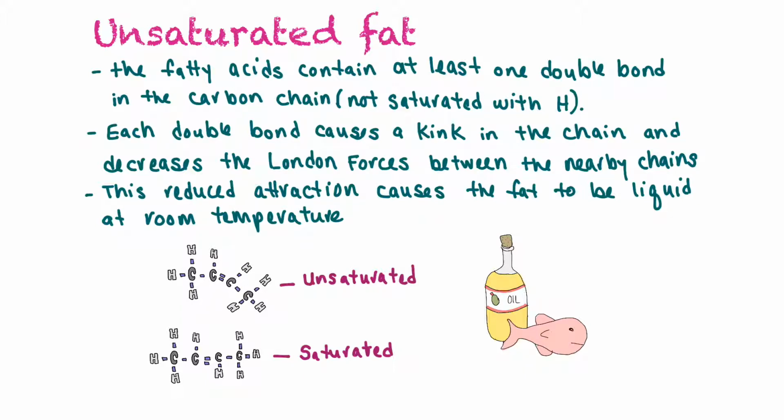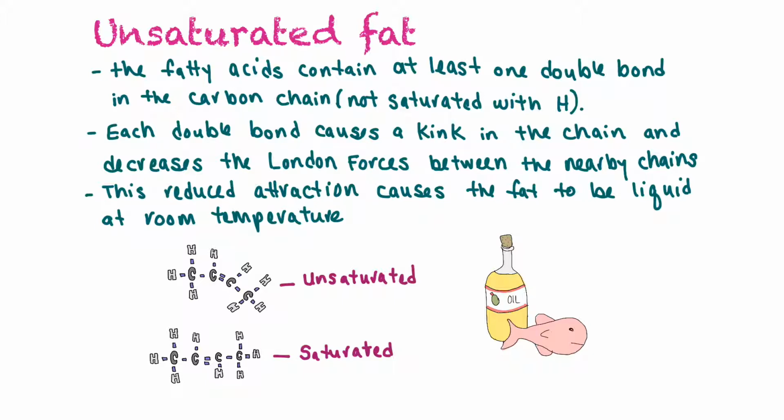Each double bond causes a kink in the chain, and it causes the chain to bend, and that will decrease the London forces between the nearby chains because they're not all nicely lined up together. This reduced attraction causes the fat to be liquid at room temperature.